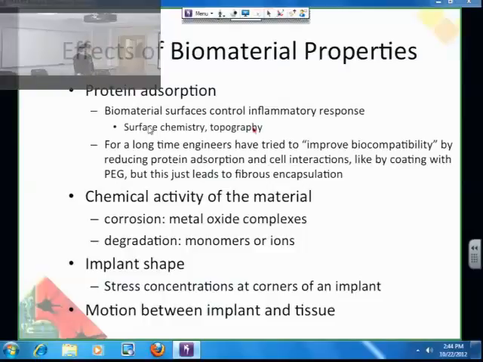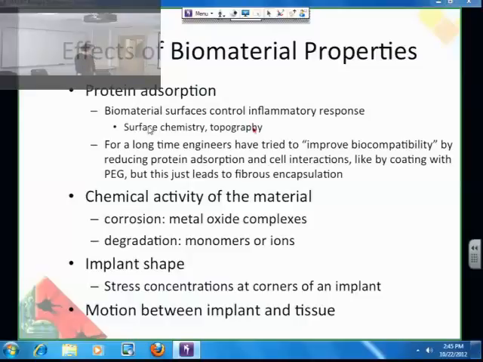So some other ways that, of course, are going to affect the inflammatory response are the chemical activity of the material. Especially if it's susceptible to corrosion or to degradation, anything that they release as a byproduct of the corrosion or the degradation is also going to elicit an inflammatory response in addition to the biomaterial itself.